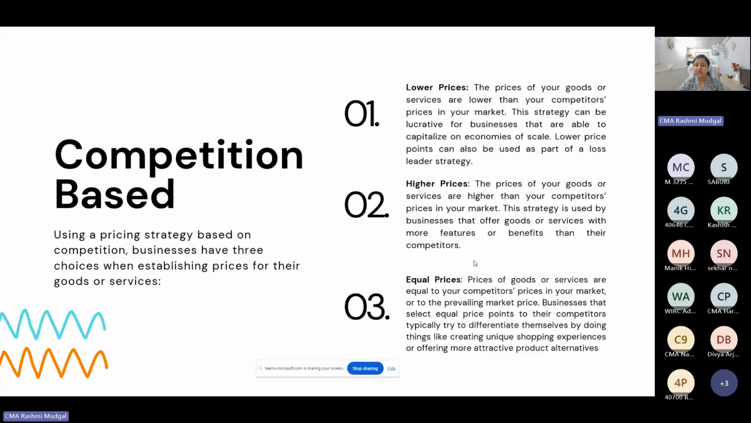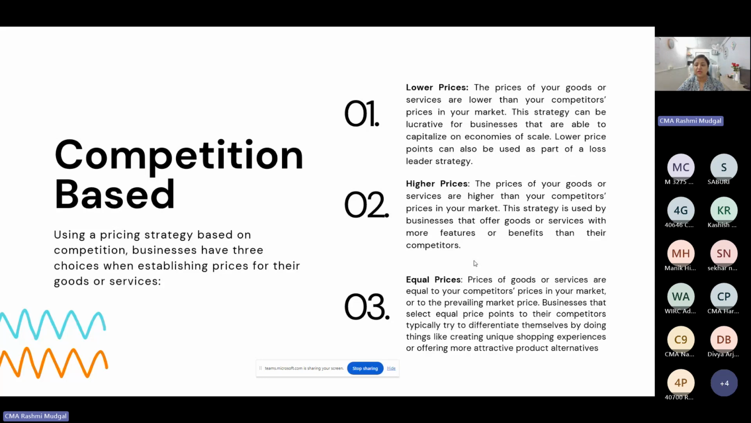First I need to see a lower price. I need to think that I have to give a price which is lower, or I can set a price which is higher, and there is a third option which is equal price. So these are the three alternatives. Why I am going for higher and equal prices, I will explain in the further slides. But in the lower price, the price of goods or services is lower than your competitors' price in the market.